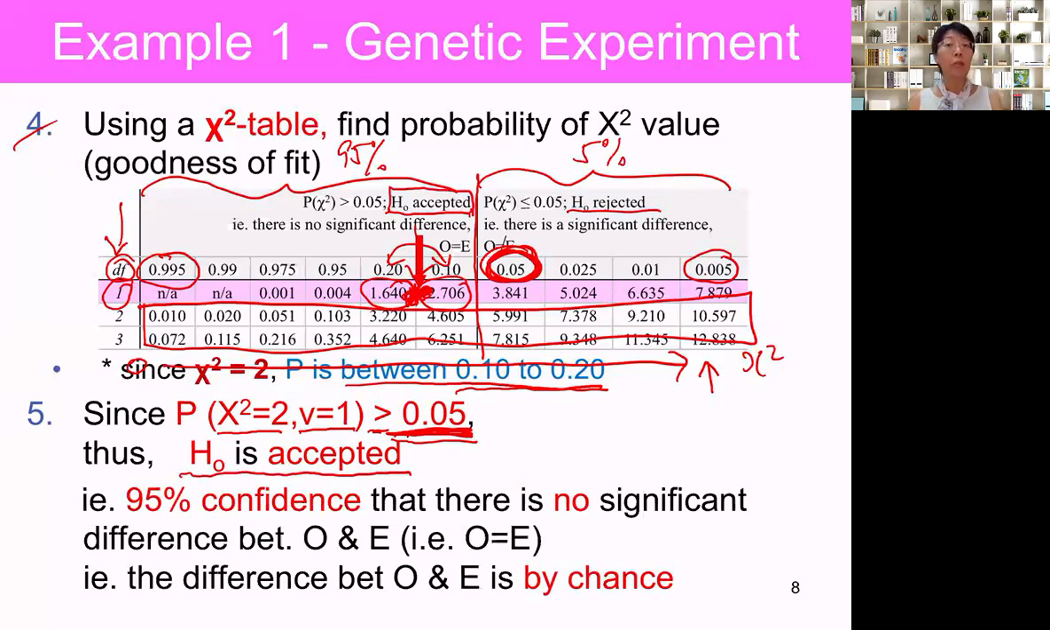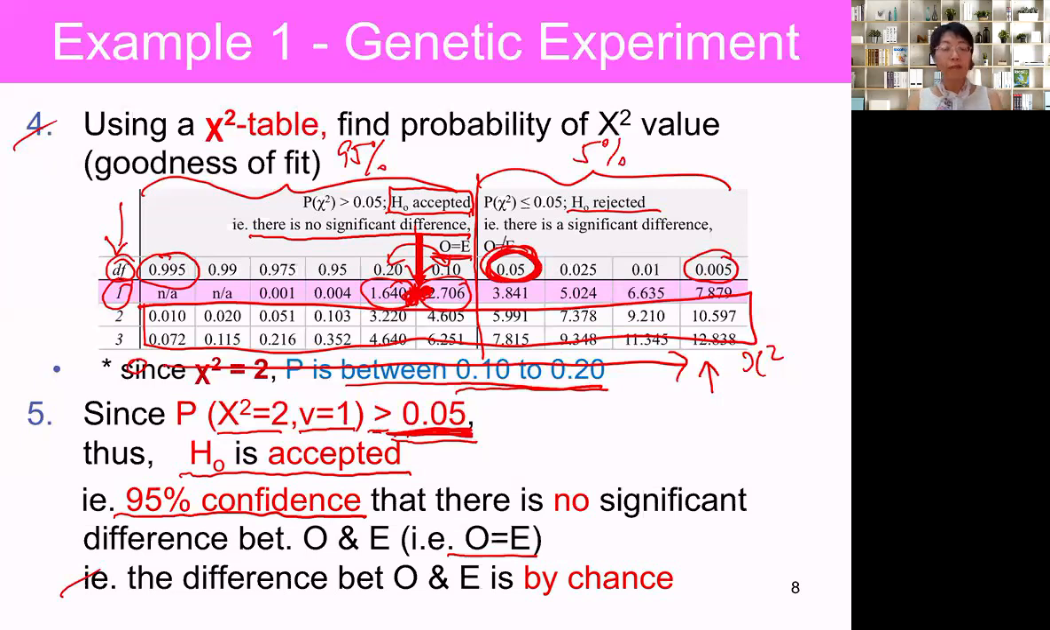So what do you mean by the null hypothesis being accepted? That means you have 95% confidence that there is no significant difference between O and E, which means O is equal to E. So this is the conclusion statement that you need to make. You have 95% confidence that there's no significant difference between O and E. That means O equals E, and any difference that you can see is by chance, right?